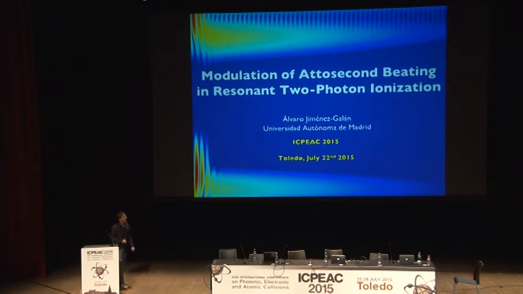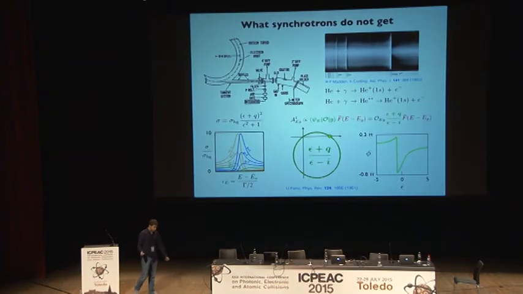During this talk, I will discuss the role of intermediate resonances in time-resolved two-photon transitions, with particular reference to the RABBIT technique. Now, resonances have been studied for a long time using synchrotron radiation. This is, for example, the original absorption spectrum of helium.